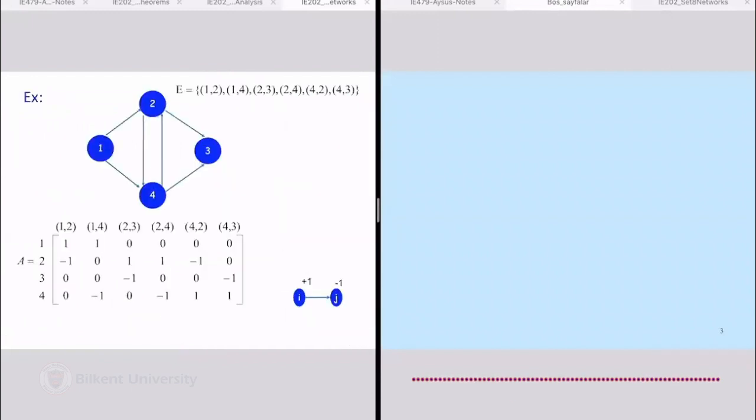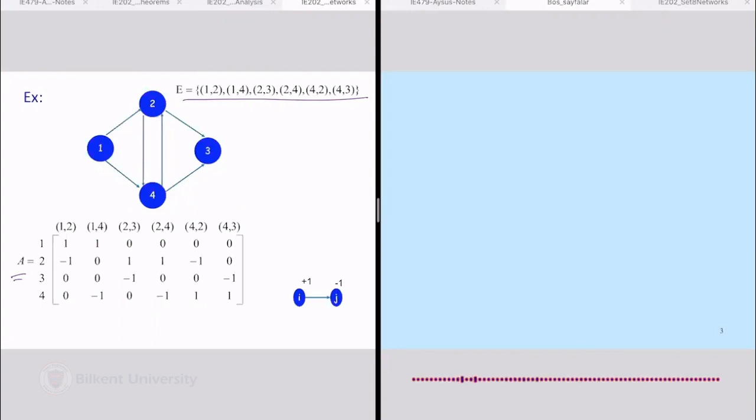Let's do it in here. Okay, this node arc incidence matrix. So let's see, this is 1, 2, 3, 4. These are directed, so my arcs are like this. I have an arc from 1 to 2, 1 to 4, 2 to 3, 2 to 4, 4 to 2, 4 to 3. So we have 6 arcs and 4 nodes. So our A will have 4 rows and 6 columns. Each row corresponds to a node, and each arc corresponds to a column.